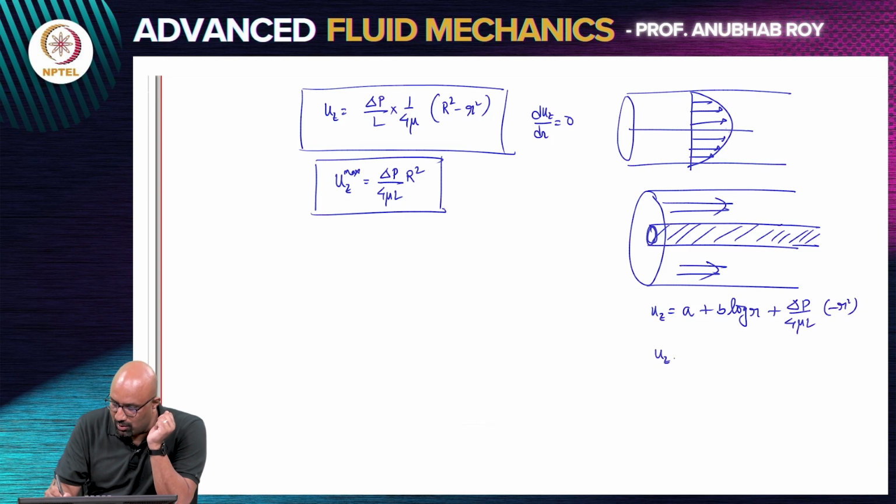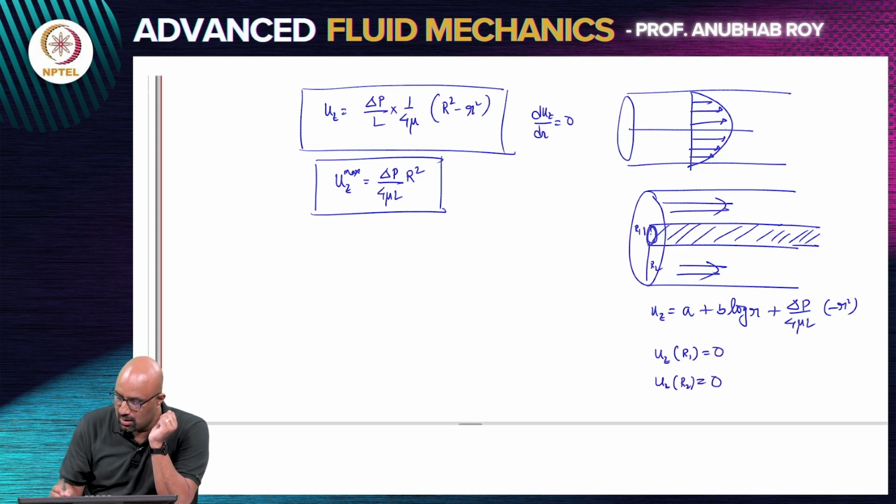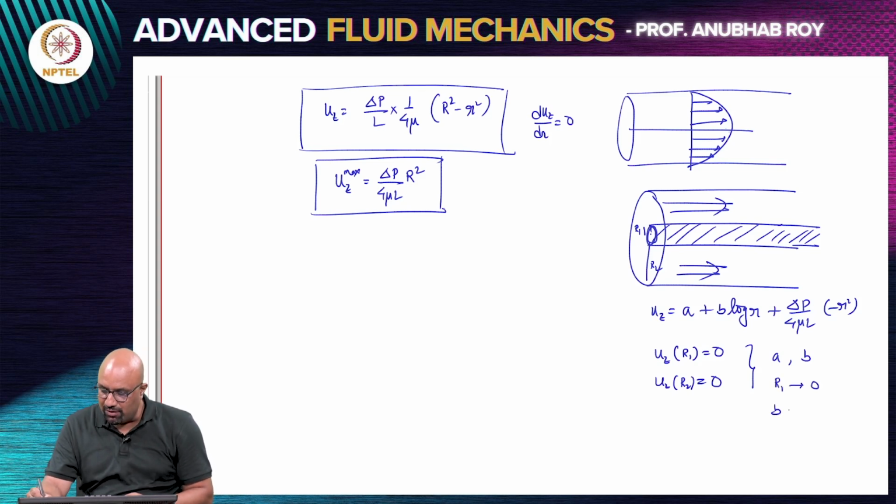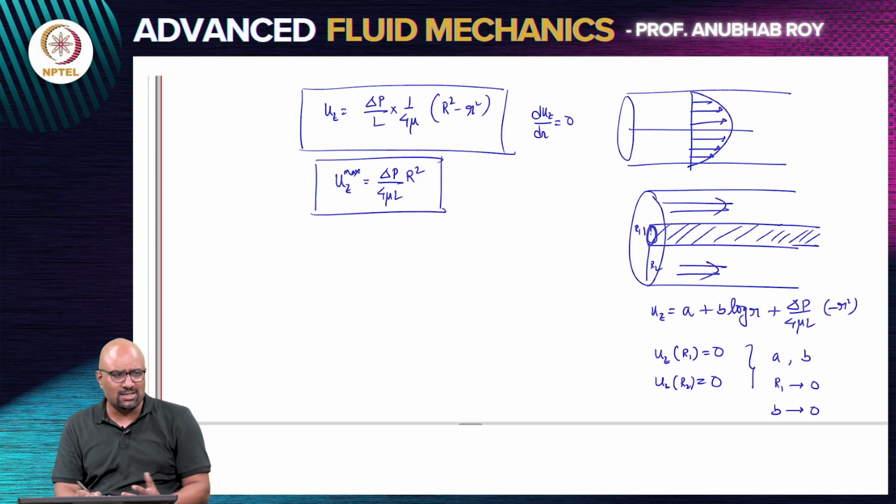You will have one boundary condition in the inner region. So, let us call this R1 and this R2. So, uz at R1 is equal to 0, uz at R2 is equal to 0, which will then give you the constants A and B. You are going to obtain what those constants are, and then if you let R1 go to 0, you will see the log will vanish. So, keeping the pressure gradient constant, if you then let the inner radius vanish, as R1 goes to 0, you will find that B will also go to 0. It's an exercise worth doing.